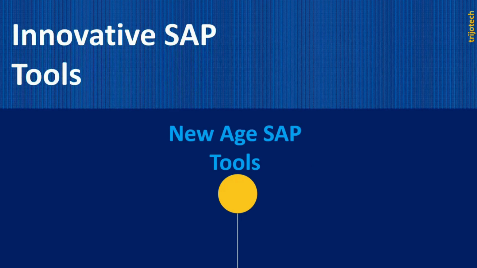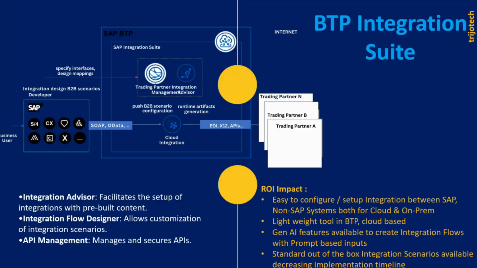Right. So we talk about some of the SAP tools. Yes, go ahead. When we talk about the new age SAP tools, of course, the BTP we have been talking about. BTP comes with one of the major services inside it, which is Integration Suite, which used to be called CPI earlier.